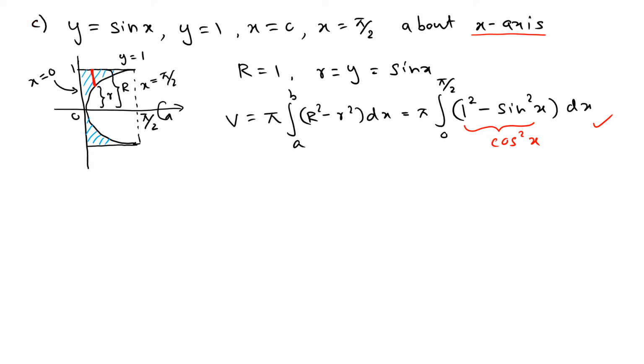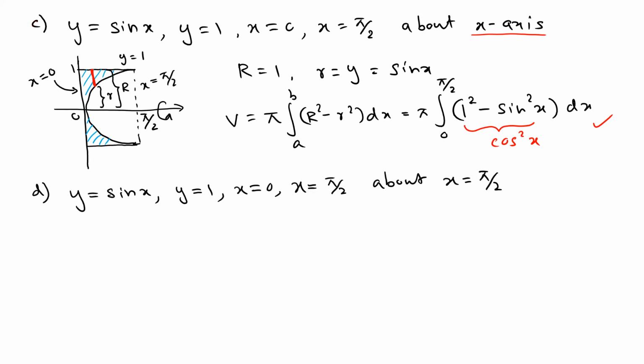So let's do the next one now. Let's rotate about a different axis. How about we rotate this about the x equal pi over 2 axis. So we have y equals sine x, y equal 1, x equal 0, x equal pi over 2. That's the same region, but now it's about the x equal pi over 2 axis.